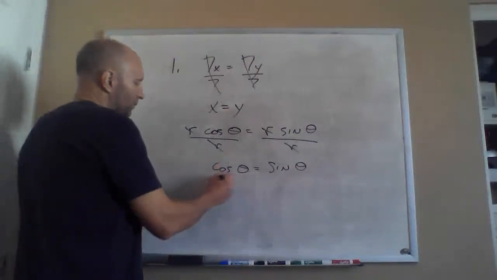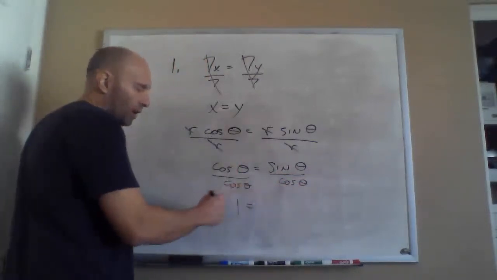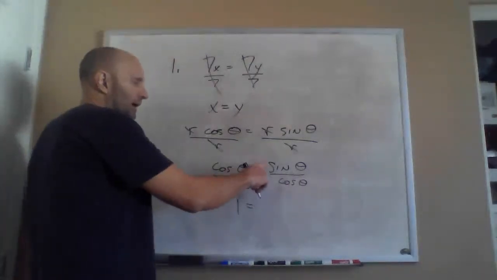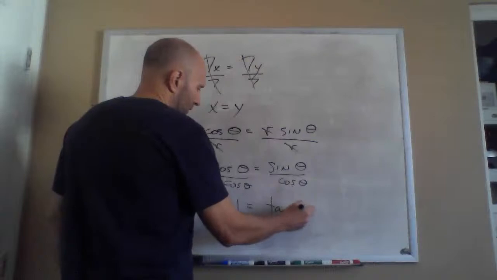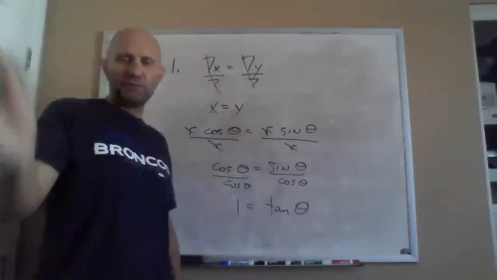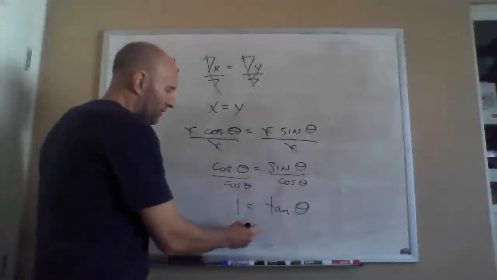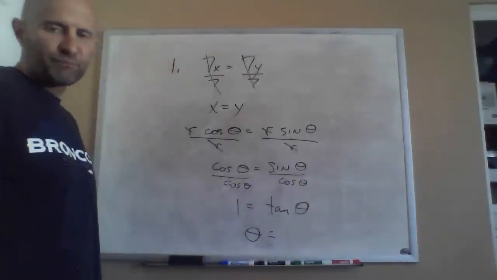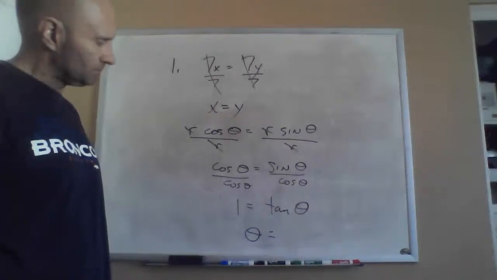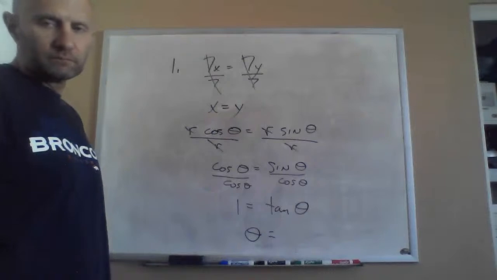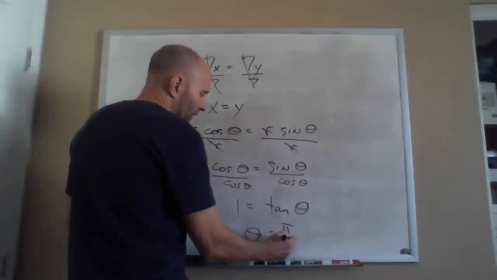Now I'm going to divide both sides by cosine of theta. When I do that, I get 1 on the left side, and on the right, I have sine divided by cosine. Sine divided by cosine is tangent. So this equation is really just saying tangent of theta is equal to 1. Where on the unit circle is tangent of theta equal to 1? Exactly, pi over 4.